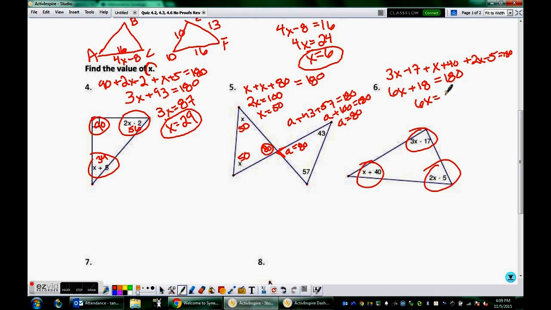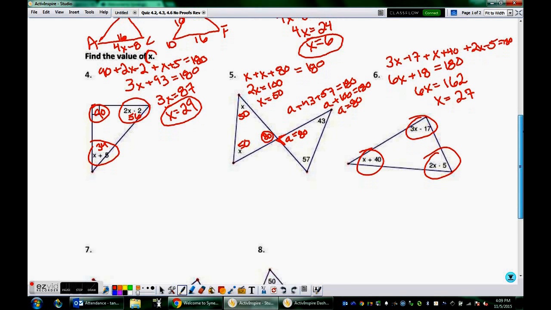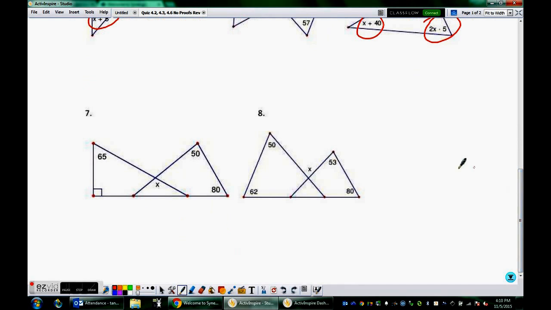So I get 6x equals 162 when I subtract 18. So x is going to be 27. If I wanted to check my work, again, I would plug this x into all three angles. And then once I solve for those angles, they should add up to be 180. The next two are a little bit more difficult.